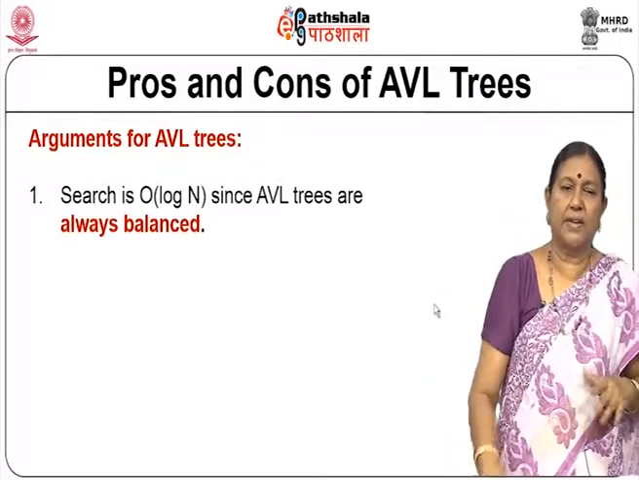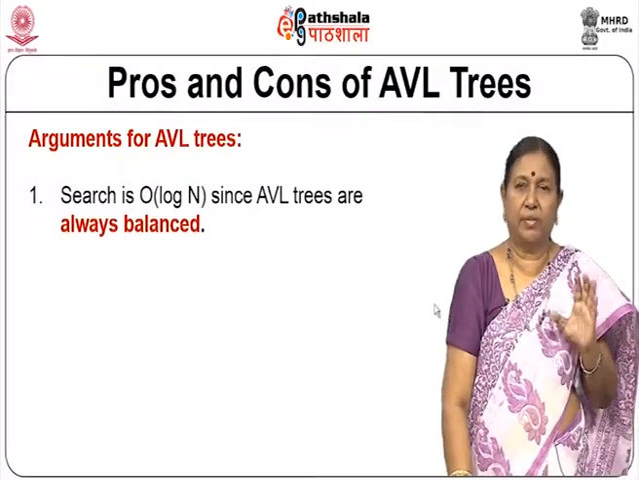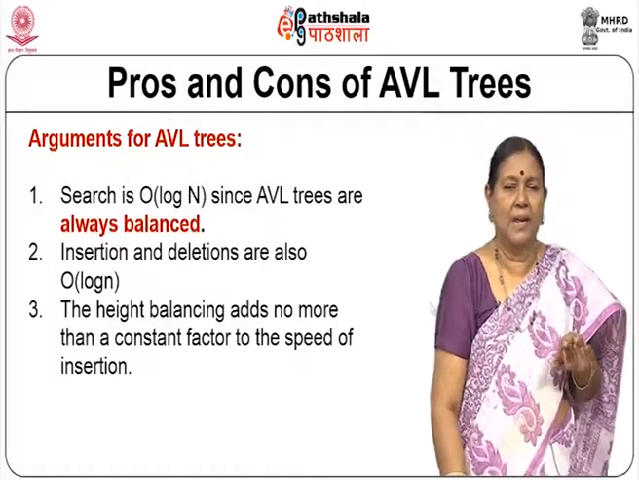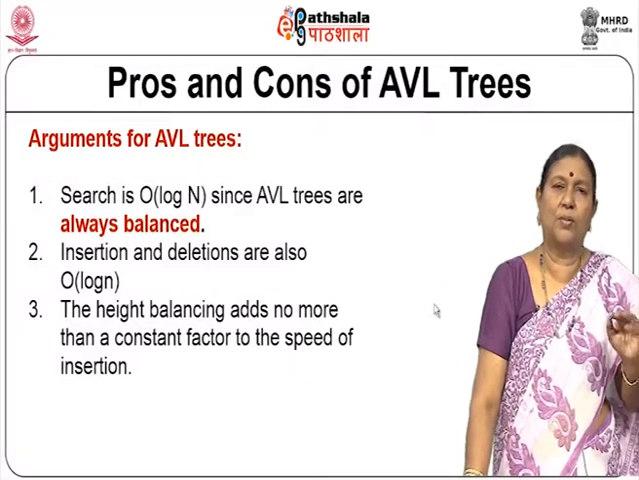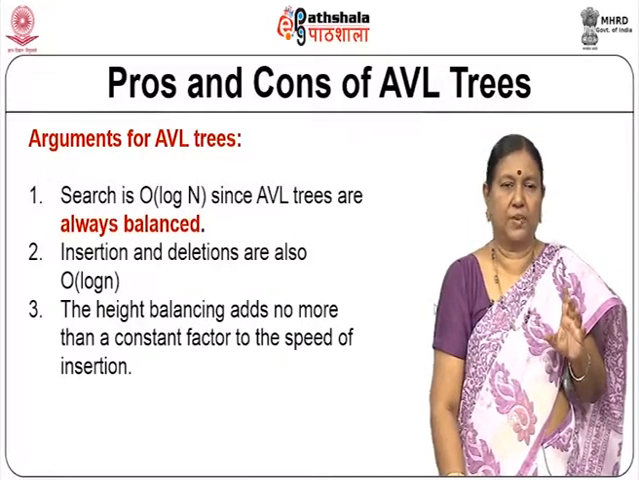So, pros and cons of AVL trees, arguments for AVL trees: search is of the order of log n, since AVL trees are always balanced, approximately balanced. Insertion deletion also of the order of log n. The height balancing adds no more than a constant factor to the speed of the insertion or deletion for that matter.